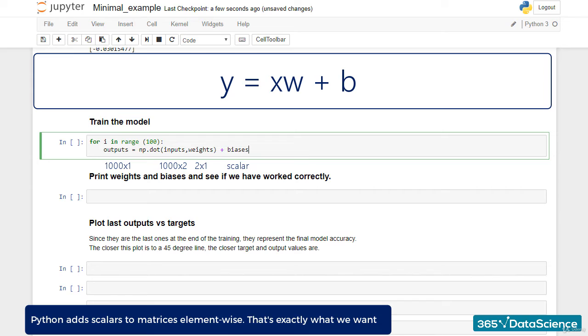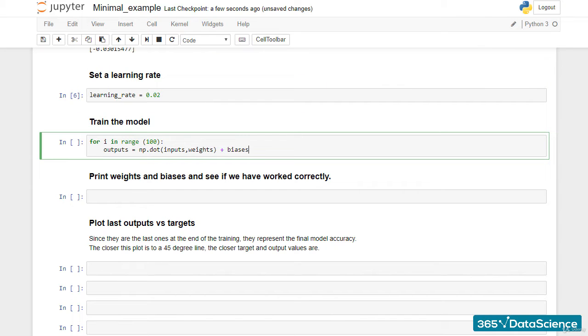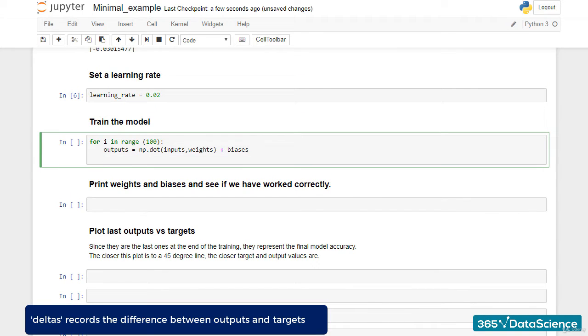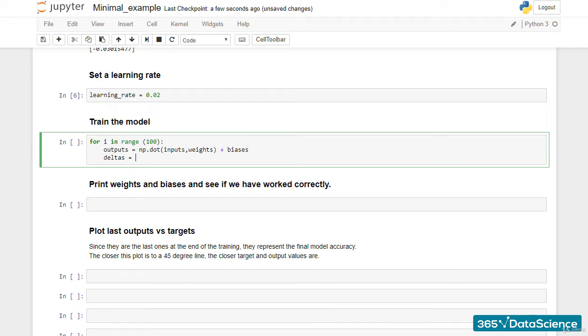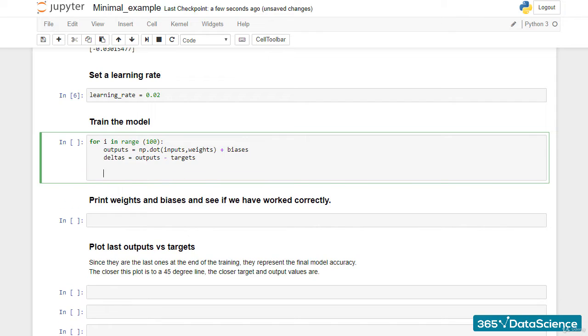Okay. For simplicity, let's declare a variable called deltas, which will record the difference between the outputs and the targets. We already introduced such a variable in the gradient descent lecture. Deltas equals outputs minus targets. That's useful, as it is a part of the update rule.